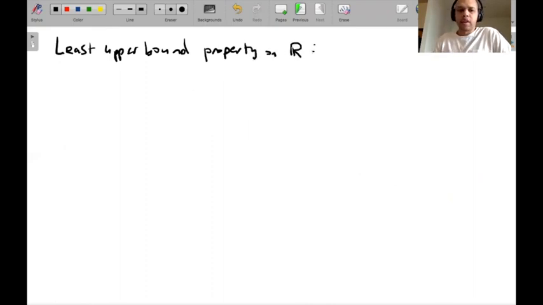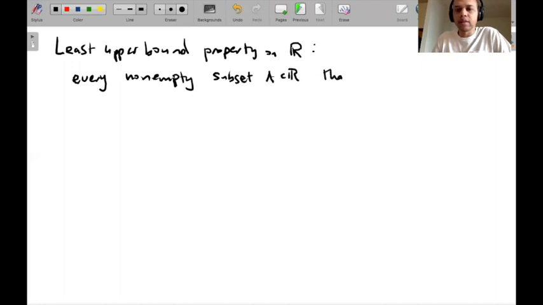So this says that, let me say it just loosely first and then explain it in detail. The statement is every non-empty subset A of R that's bounded above has a least upper bound.